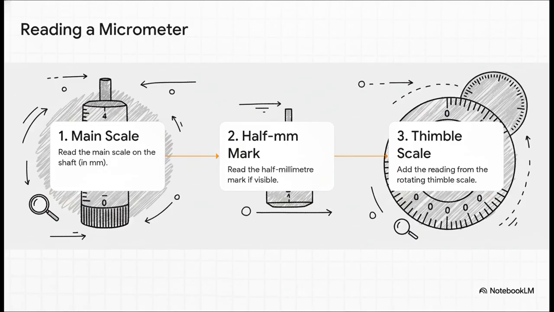First, you read the main scale on the barrel to get your whole millimeters. Next, you check to see if a half millimeter mark is showing past that main number. And finally, you find the line on the rotating part, the thimble, that lines up perfectly with the center line. Add that value on, and boom, you've got yourself a super precise measurement.